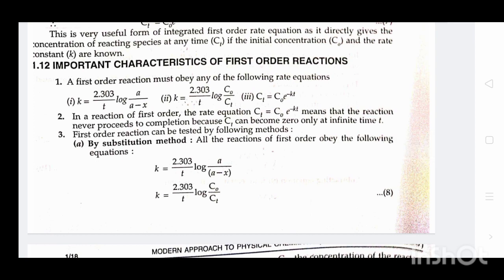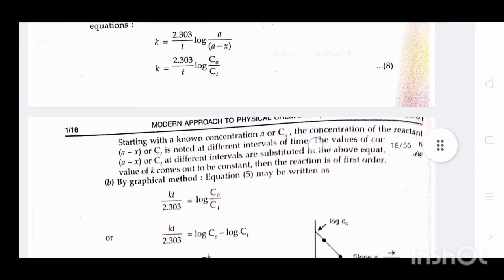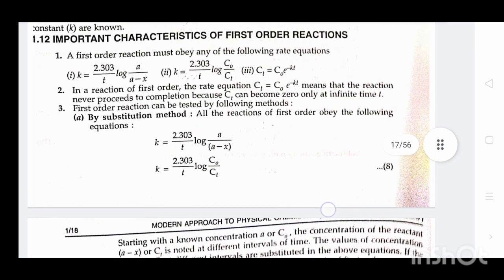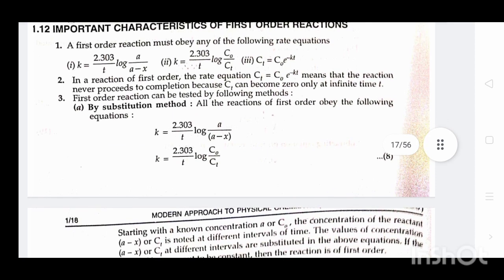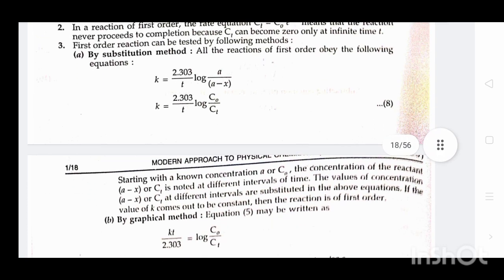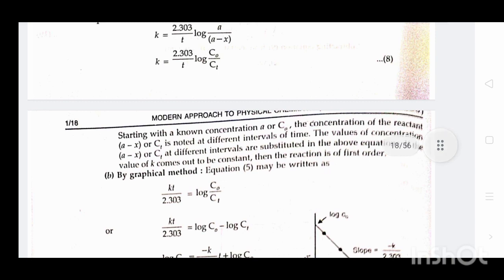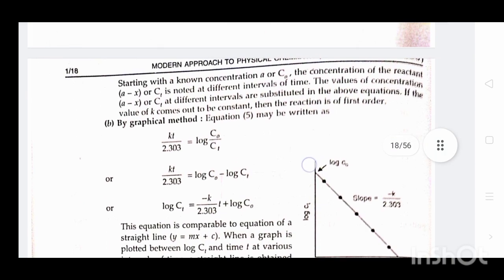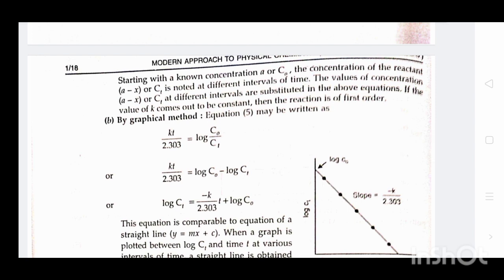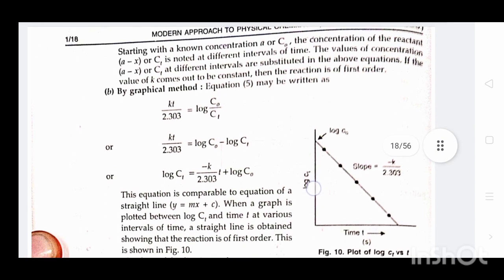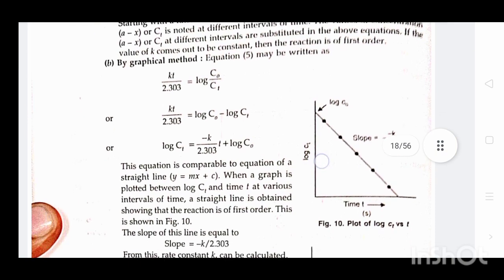Important characteristics of first order reactions. By the substitution method, all reactions of first order obey the following equations. Starting with a known concentration a or C naught, the concentration of the reactant a minus x or Ct is noted at different intervals of time. The values of concentration a minus x or Ct at different intervals are substituted in the above equation. If the value of k comes out to be constant, then the reaction is of first order.